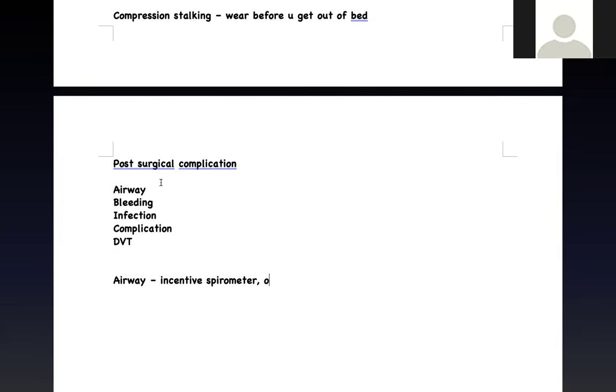Getting out of bed and walking is also good. It improves their lung function. But look, they will tell you the patient has decreased breath sounds at the lung bases on post-op day one. This is normal. This is what we call atelectasis.